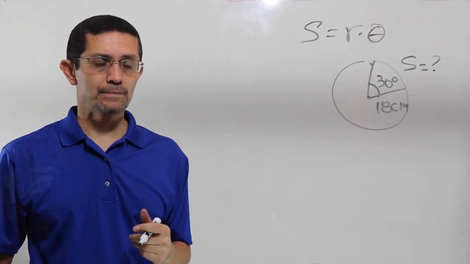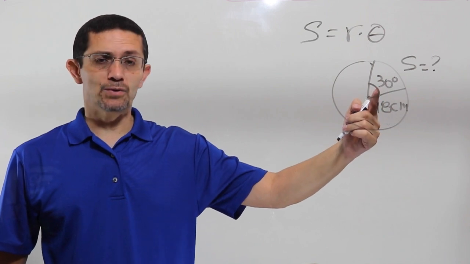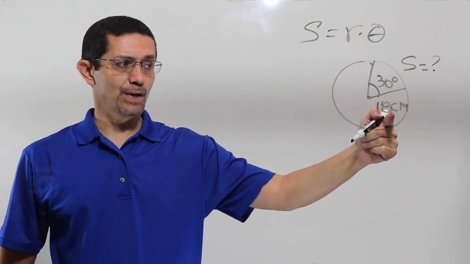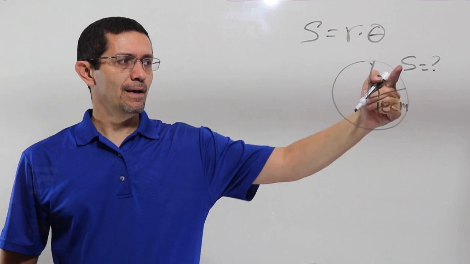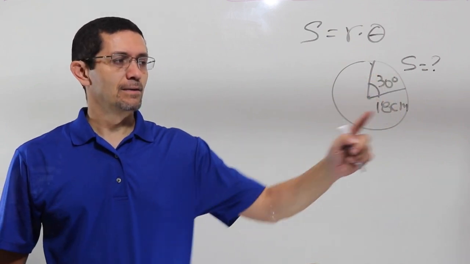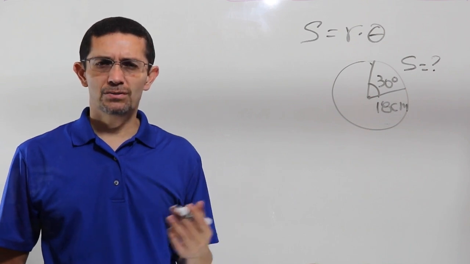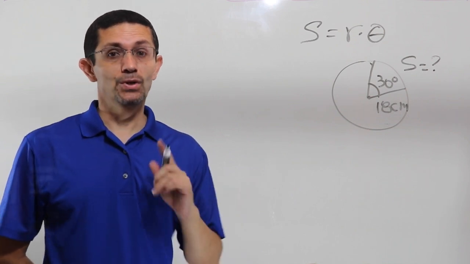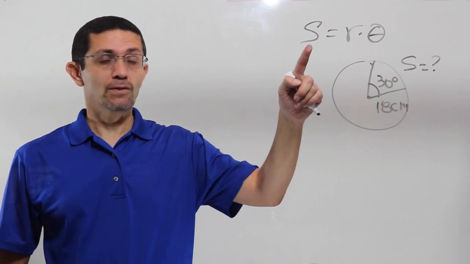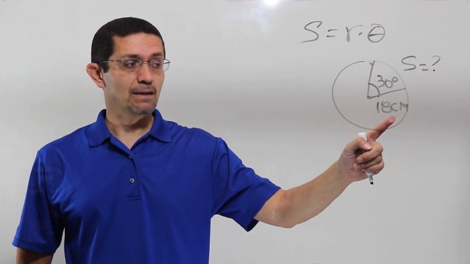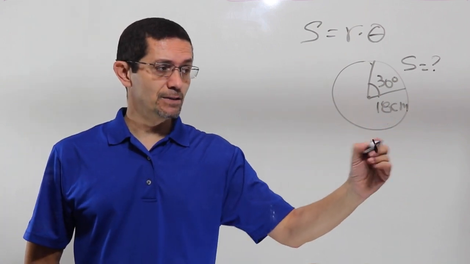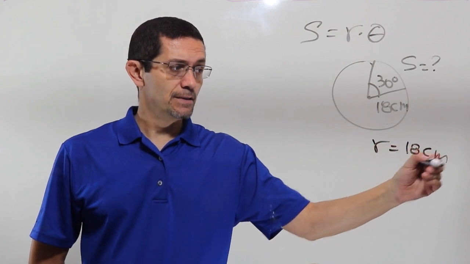Now we have this one. They're giving me the central angle, which is 30 degrees. The radius is 18 centimeters. And they're asking me for the arc. It doesn't matter whether we have centimeters, inches, meters, yards, or feet. My final answer will be given in the same units that they're giving me for the radius. So in my case, R is 18 centimeters.